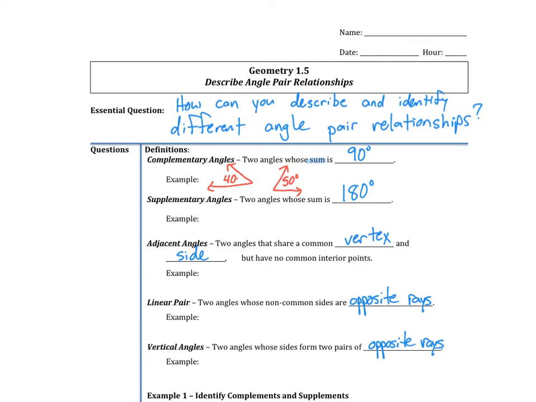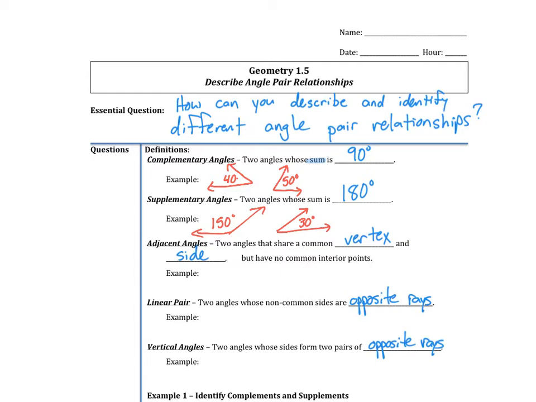Supplementary angles are two angles that add up to 180. So, for example, if we have one angle that's 150, we have one angle that's 30, 150 plus 30 is 180, so those two angles would be supplementary.